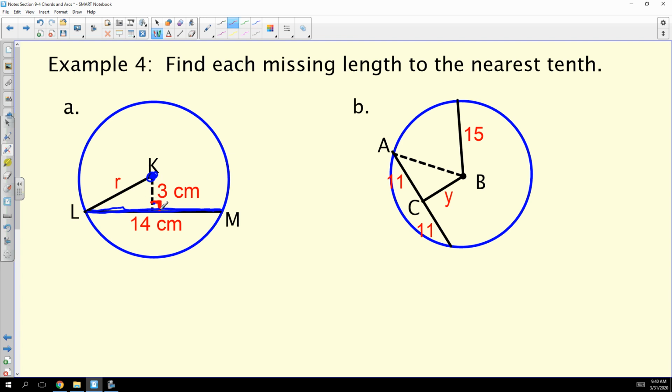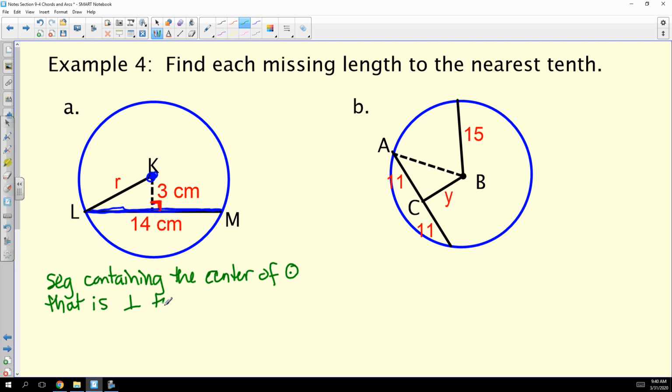So what does it have to do to that chord if it's perpendicular? A segment containing the center of a circle, and it can contain a diameter or the radius or whatever, that is perpendicular to a chord bisects it. That's what we need to know. We need to know that it cuts it in half. Bisects the chord. So that's what we're going to use.